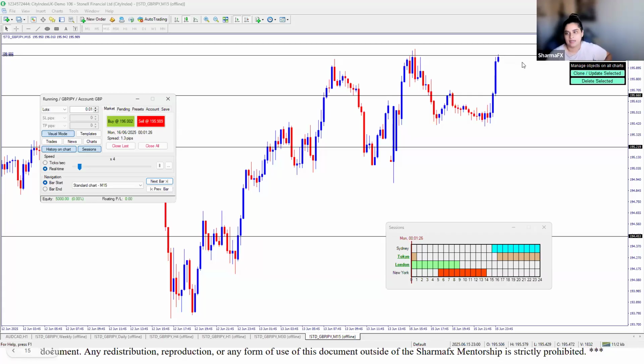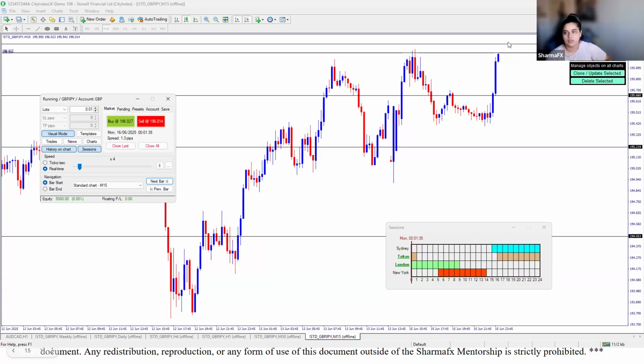What I want to see is either a pullback, a bearish candle closure, and then a continuation up, and that's the buy opportunity. I don't want to be buying at a high. What I'm going to wait for is a bit of a consolidation and then a push. In a healthy market, you want the retracements.